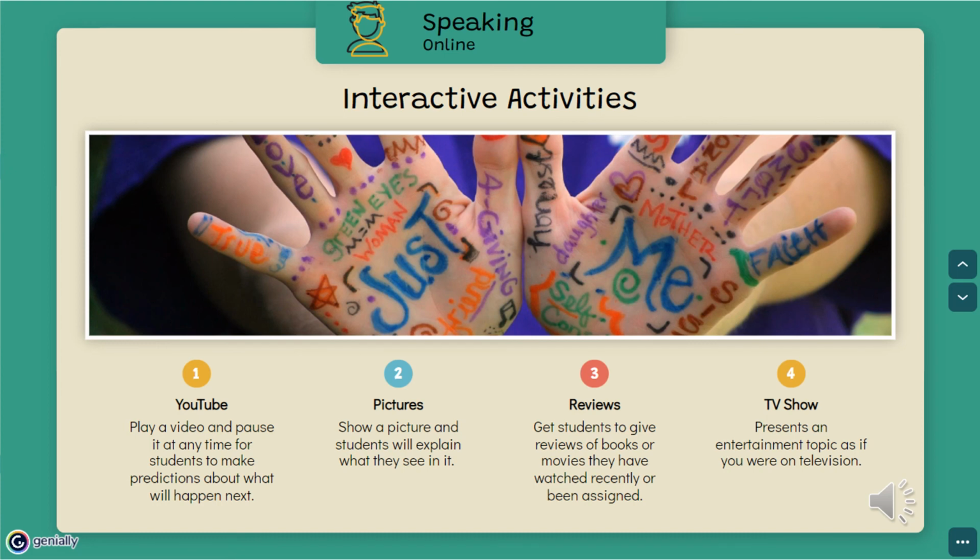And finally, TV show. Present an entertainment topic as if you were on television. If you create a scenario and stage, you can give them the opportunity to use better language, use different words, and present a TV show.